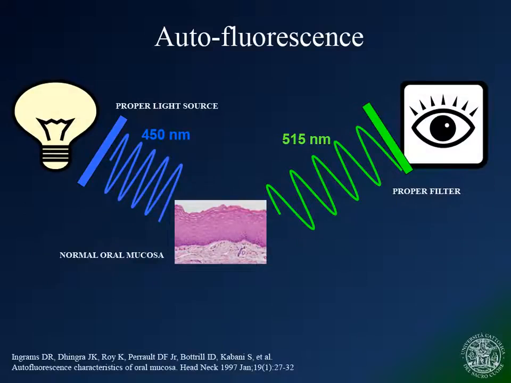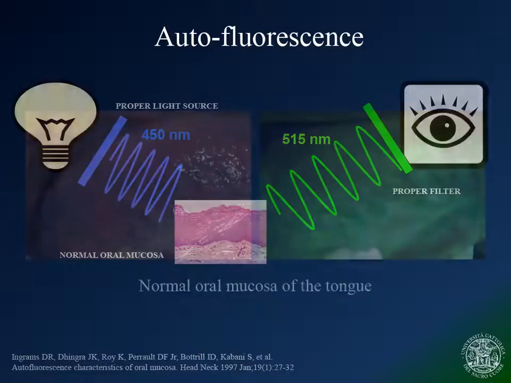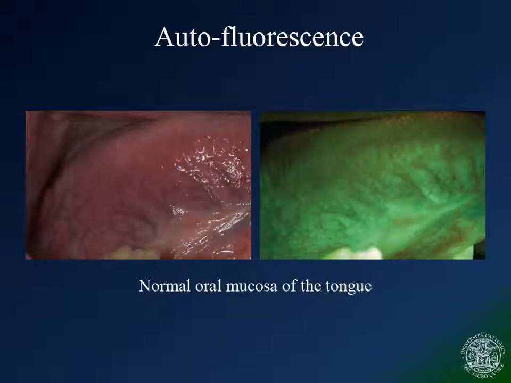Autofluorescence of the oral mucosa consists of a pale light coming from oxidized flavin adenine dinucleotide and other fluorophores when excited by blue-violet and ultraviolet light. Healthy tissues produce a 515 nanometers wavelength green light. Here's an example of autofluorescence of the normal mucosa of the tongue.